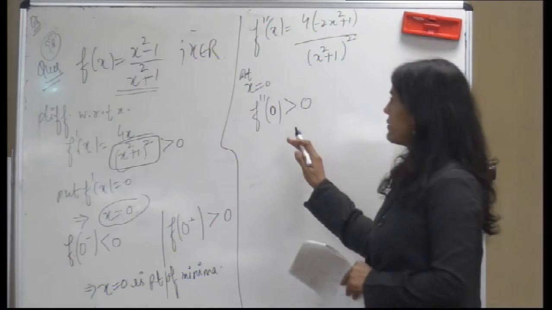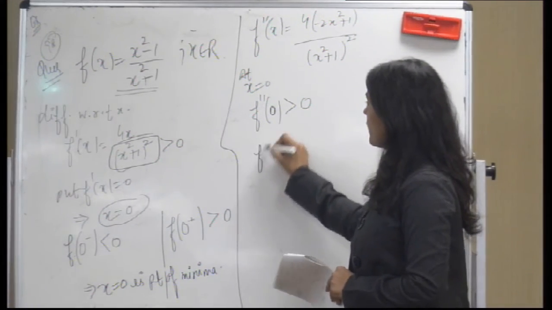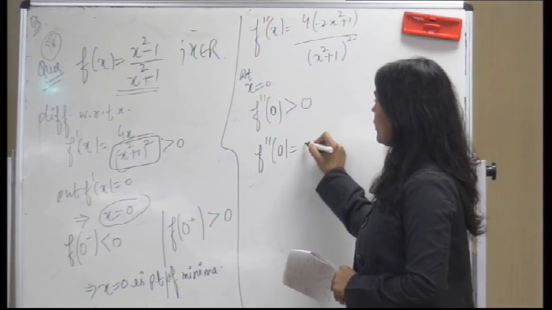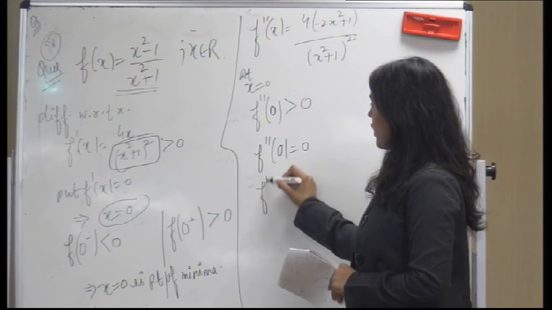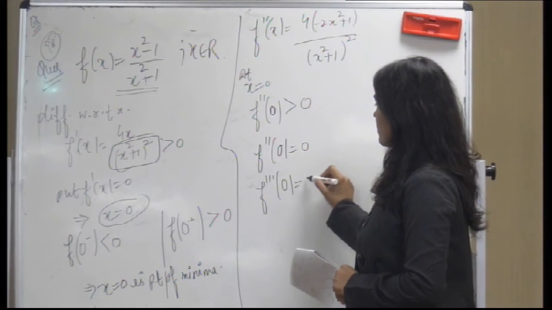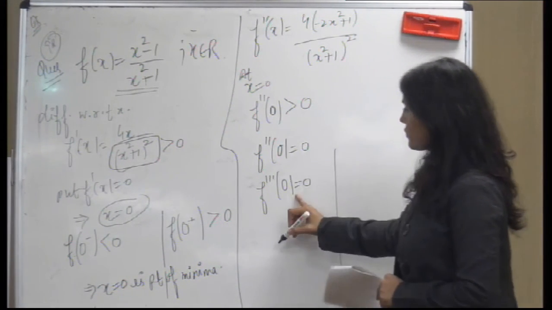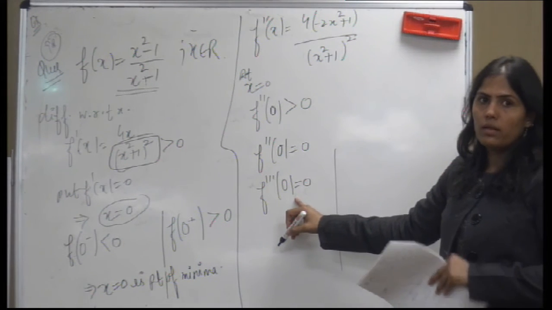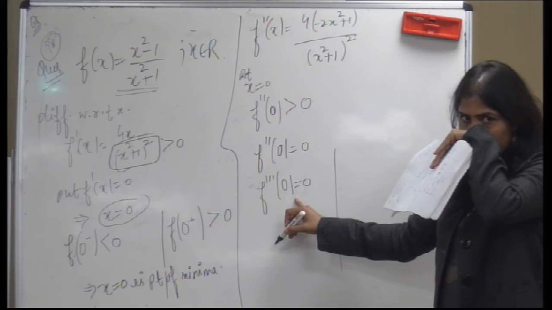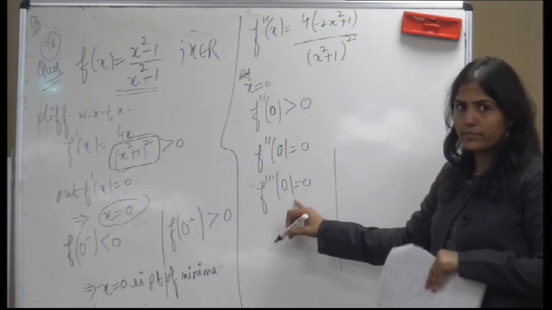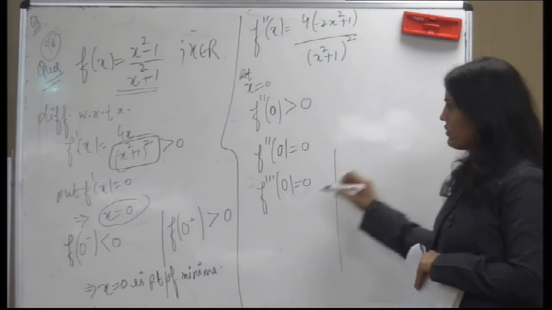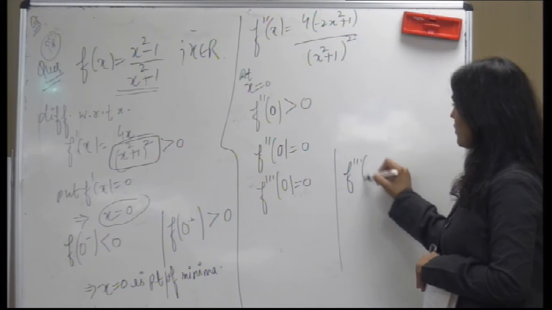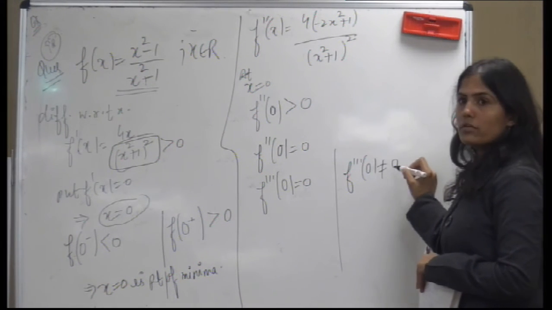In case you are getting this 0, what will you do? Suppose this is the situation, what will you do? It means what? Point of inflection? No. Point of inflection is in this case, if it is not 0.